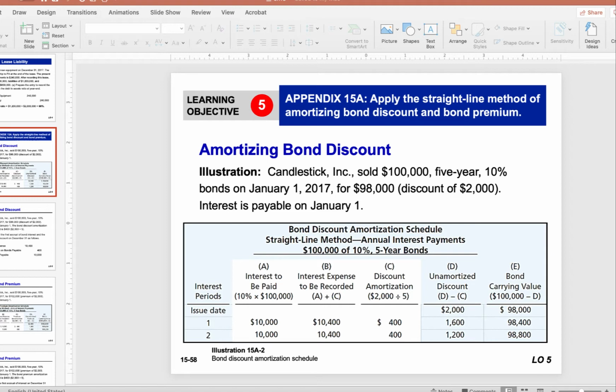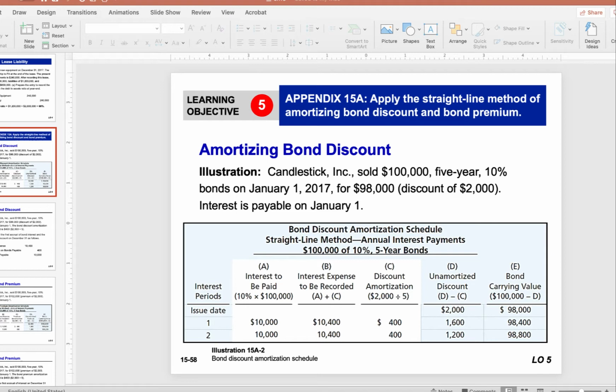In this demo video, I want to go over exercise 15-15. Sorry, I got confused there. This is dealing with, and it's on page 679.